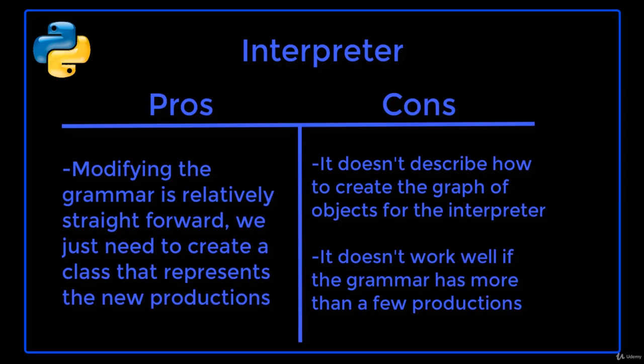Let's look at the pros and cons of using the interpreter design pattern. The advantage of using the interpreter design pattern is that modifying the grammar is relatively straightforward. We just need to create a class that represents the new productions. The disadvantages of using this pattern are that it doesn't describe how to create the graph of objects for the interpreter, and it doesn't work well if the grammar has more than a few productions.